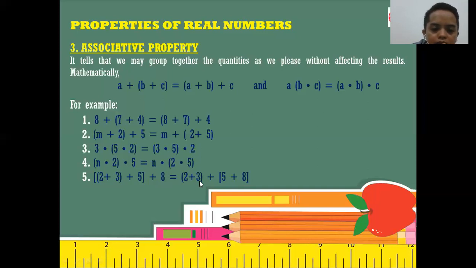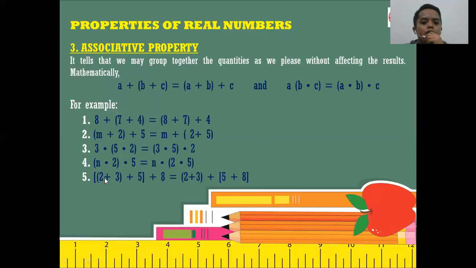2 plus 3 is equal to 5. What is the result of 5 plus 8? That is 13. 13 plus 5 is 18. So the result is just the same.